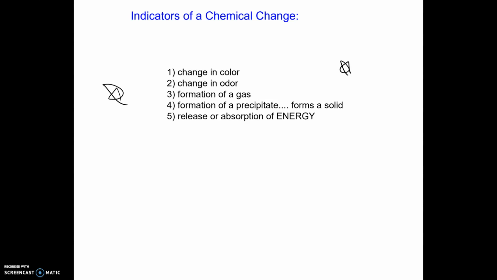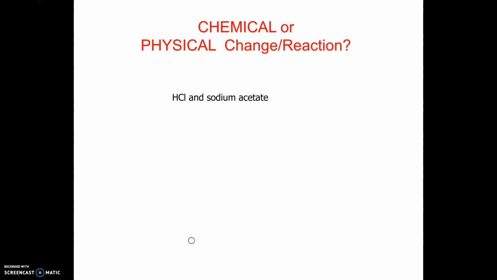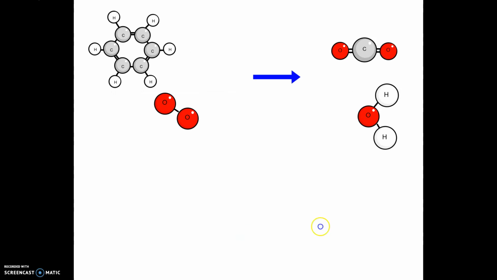And how we would feel that, or how we know that would happen, is a release of energy would be like a release of heat. We'd feel that warmth. And an absorption of energy would be cold because it's taking our warmth from us. So these are things that I want you to memorize. Okay. And let's go to some examples here.